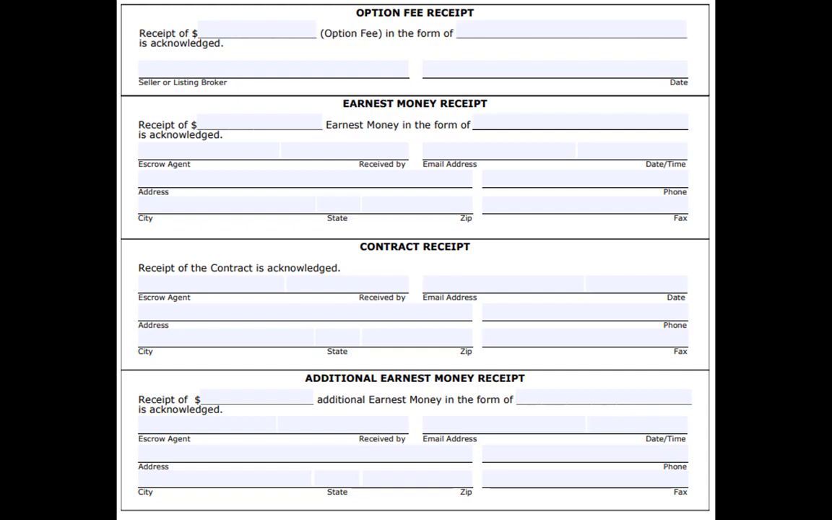So anyway, they've got a separate blank there for the contract receipt. Then there on the bottom, you've got an additional earnest money receipt. And that one's rarely going to be used just because we rarely use additional earnest money. But there you have it. You have done it. That is all 10 pages of the contract.